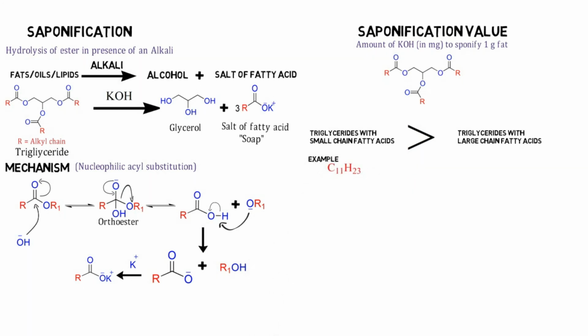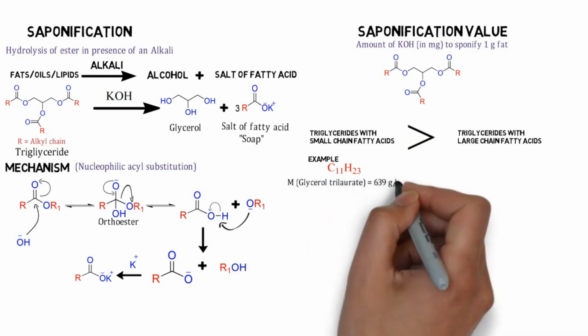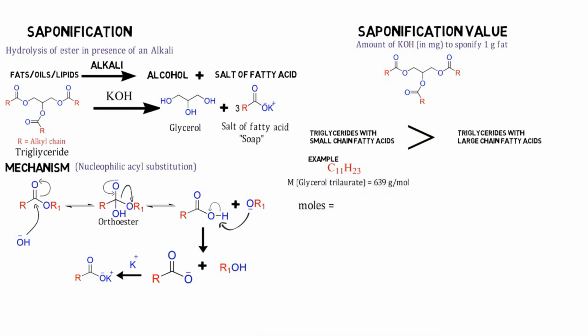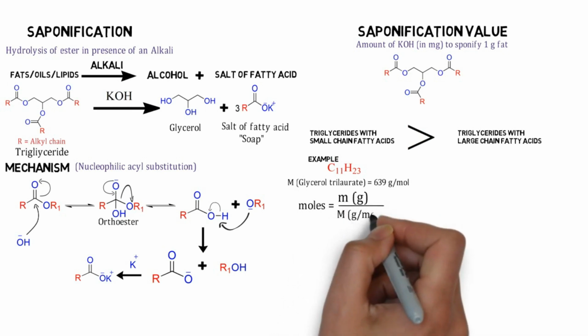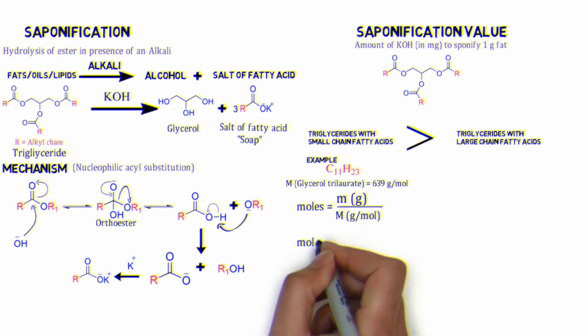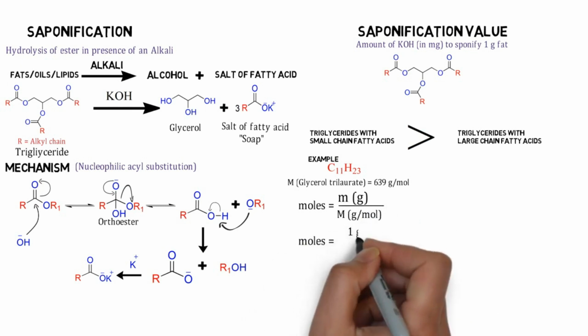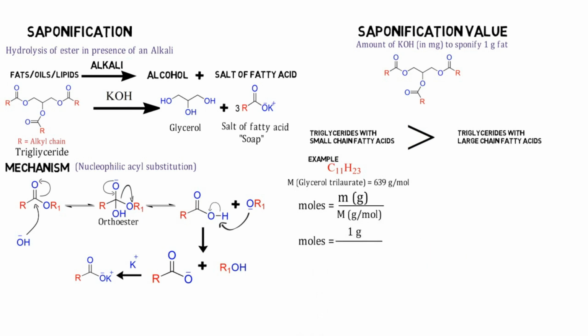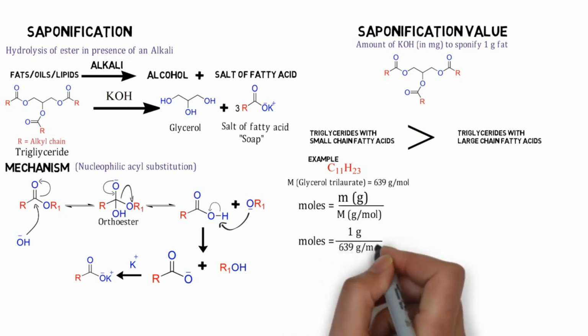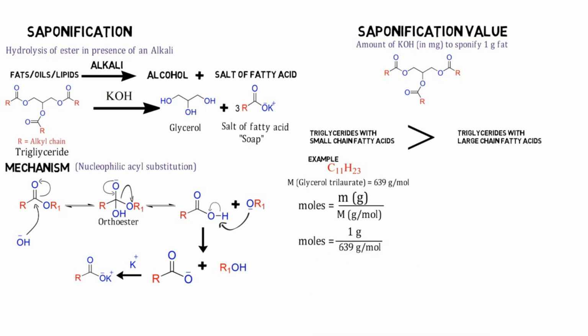Consider R is an 11 carbon chain in the triglyceride. Then the compound name will be glycerol trilaurate. It has a molar mass of 639 grams per mole. Let us calculate the number of moles of glycerol trilaurate in a 1 gram sample. This will be equal to mass in grams over molar mass. Since the mass is 1 gram and the molar mass of the molecule is 639 grams per mole, by placing the values and calculating, we find that there are 0.00156 moles of triglyceride in 1 gram of sample.